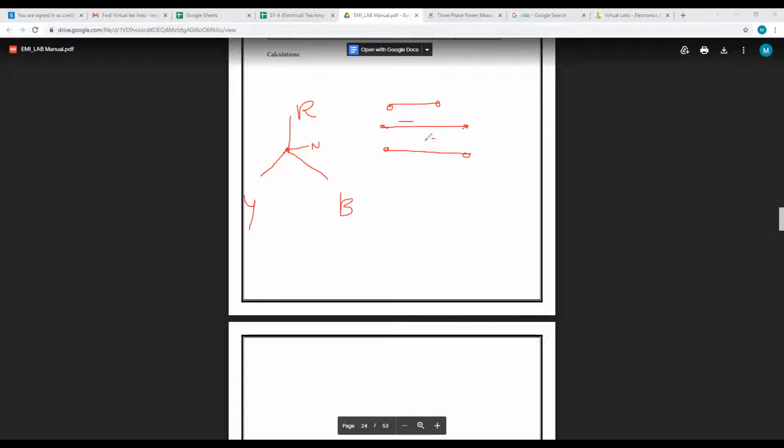One end we have to give for the input, the main line: R, Y, B, one line each. Yes, sir. Another end, to connect the star, we have to make one common point here. That is called neutral. We have to connect the other ends like this. We have to short circuit them at one point; connecting them at one point is nothing but a short circuit. Yes.